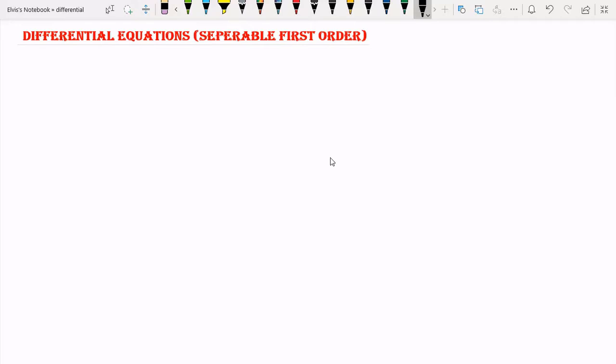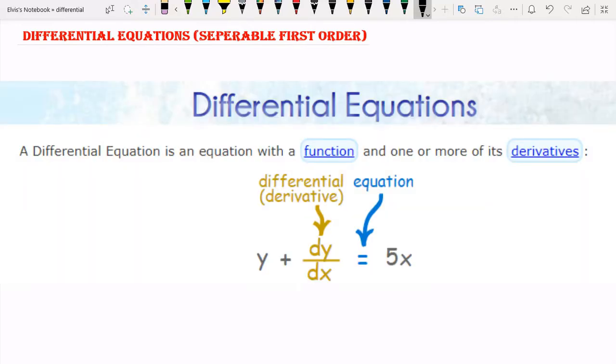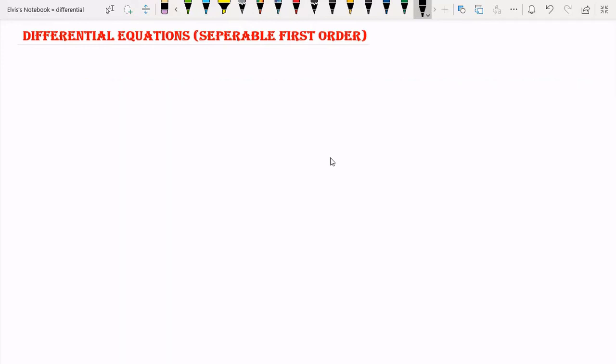In this lesson, we are going to discuss differential equations. This is going to be the first lesson on differential equations. We are going to be taking a look at separable first order differential equations. Differential equations are equations that connect one or more functions with their derivative. Let's take a look at some examples.